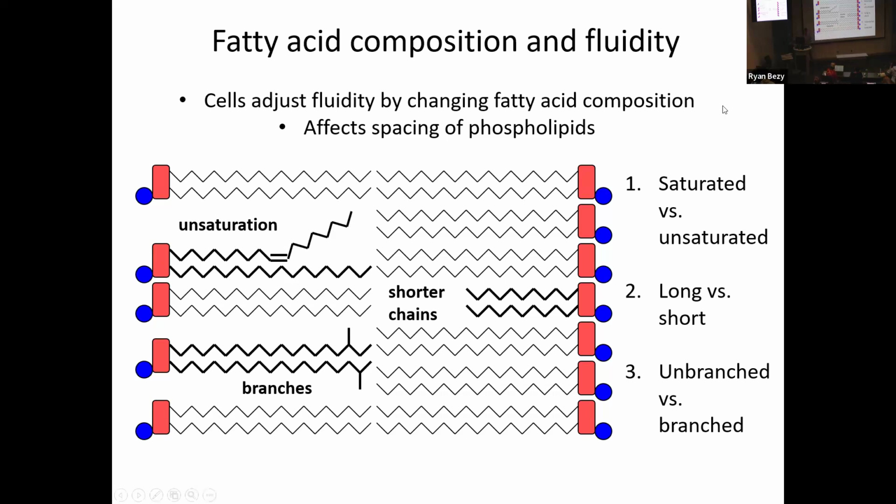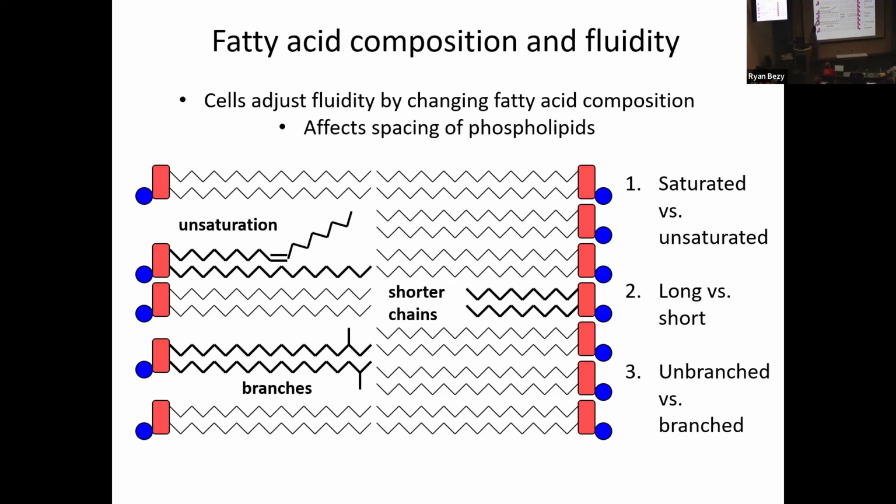You can use shorter or longer fatty acids. So you can use shorter chains of carbons in the fatty acids. You can use longer chains. If you use shorter ones, you open up some molecular space. This is molecular space that's not being occupied. You can use branched versus unbranched fatty acids. So these would be unbranched here versus ones with branches coming off of it.